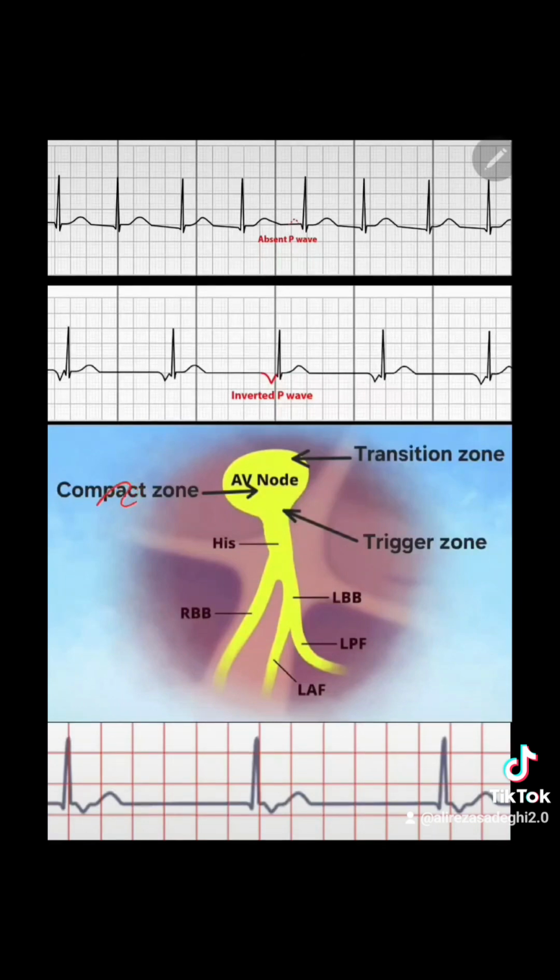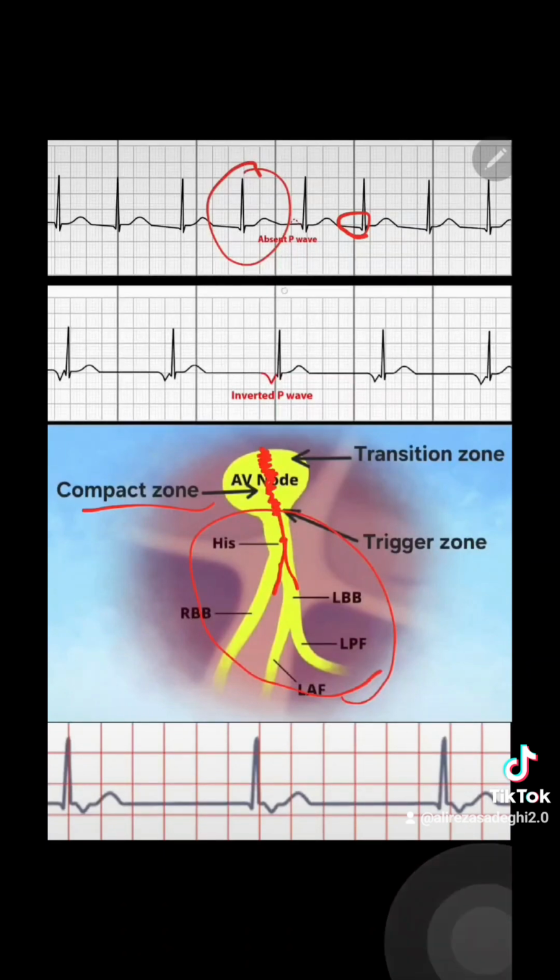When the compact zone is responsible for signals, one of 2 different scenarios can occur. In the first scenario, the signal only travels down the compact zone to the trigger zone and down the His-Purkinje network. In the second scenario, the signal travels down the compact zone as well as up the compact zone to the atria. However, in both scenarios, you will end up with no P waves at all, because either the atria will not contract at all, or the atria and the ventricles contract at the same time, and the ventricular contraction actually masks the atrial contraction.